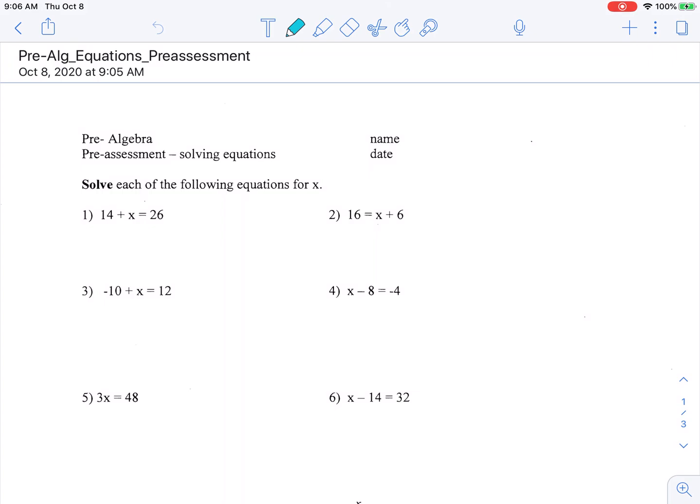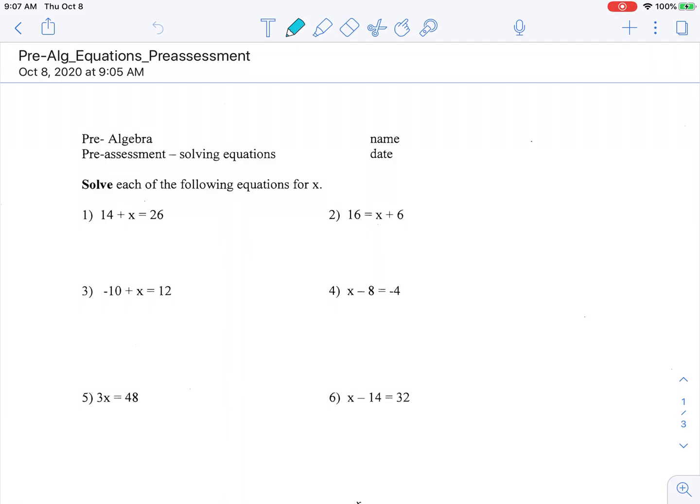Again, if you just give me an answer for today's homework assignment, you will not get credit. You must, and this is one of the only times I'm going to tell you, when solving equations, you must show your work.